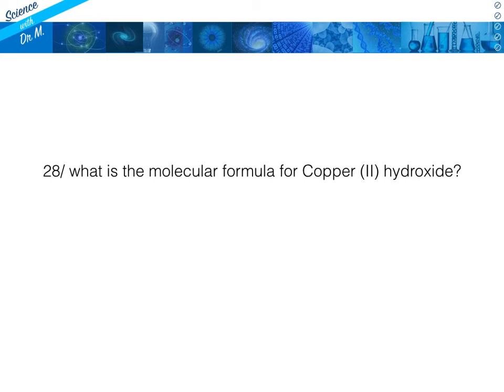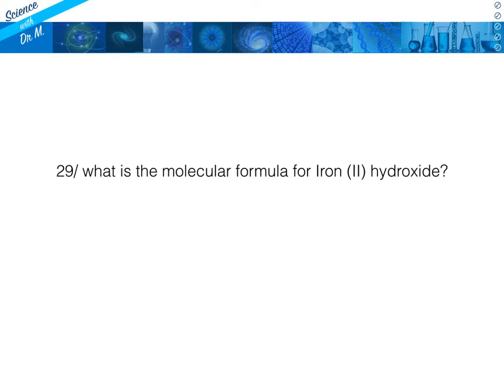Molecular formula for copper 2 hydroxide. Copper 2 hydroxide. Cu(OH)2, and there's brackets around the O and the H because there are 2 oxygens and 2 hydrogens in that molecule. Molecular formula for iron 2 hydroxide. Iron 2 hydroxide. Fe(OH)2, and the brackets around the OH again because there's 2 oxygens, 2 hydrogens.